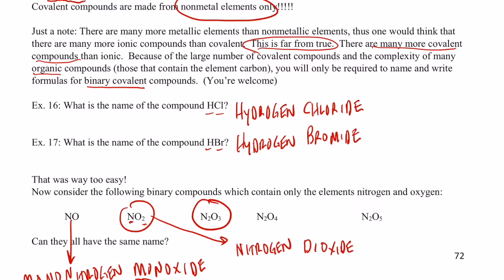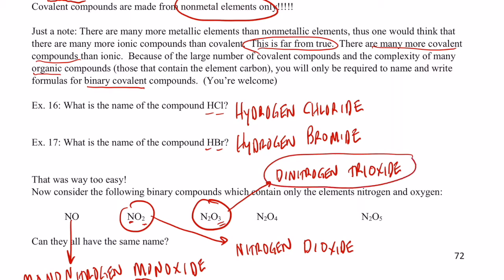What would N2O3 be? Well, that shouldn't be too hard. Let's do that one up here. We have 2 nitrogens. The prefix for 2 is di, and then we'd say the first element. Don't change the end of its name when it's the first element. And then we'd use the prefix for 3, which is tri, and then we'd name the second element but change its ending to ide, oxide. So this third one is dinitrogen trioxide.